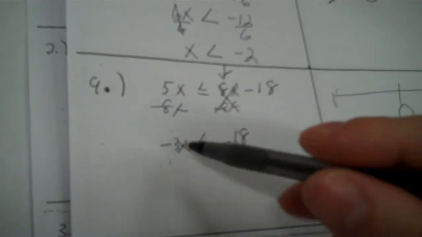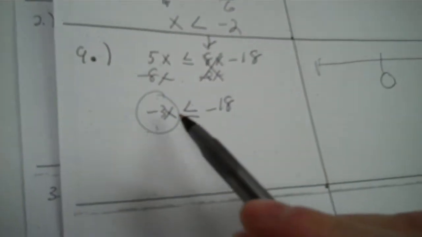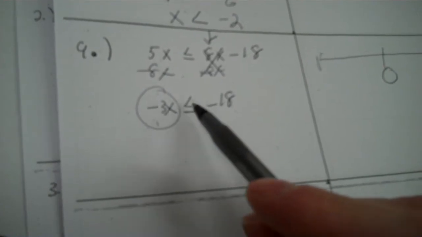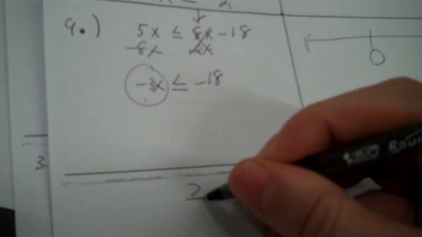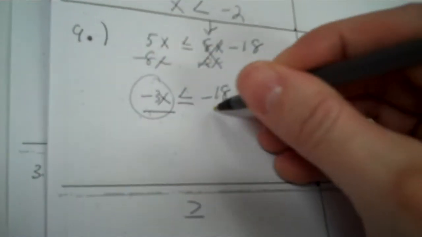Because if I get rid of that one, there'd be nothing there, which would confuse people. Negative 3x and then negative 18. Now that you only have a single x, you know the multiplier, negative 3. So gee, it's negative, so I want to take the symbol and flip it because I will be dividing by negative. And I don't have to add or subtract, I can go straight into the dividing.